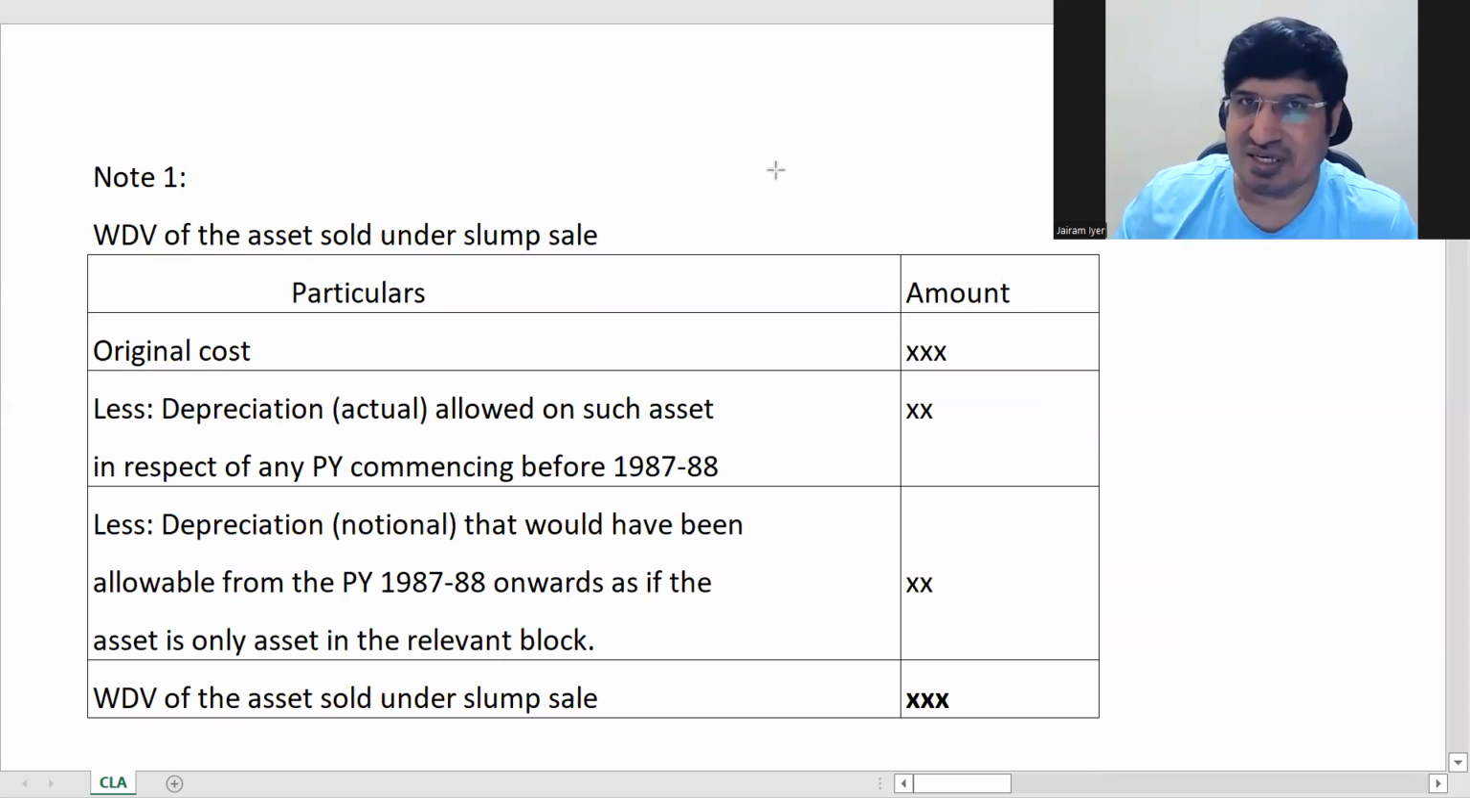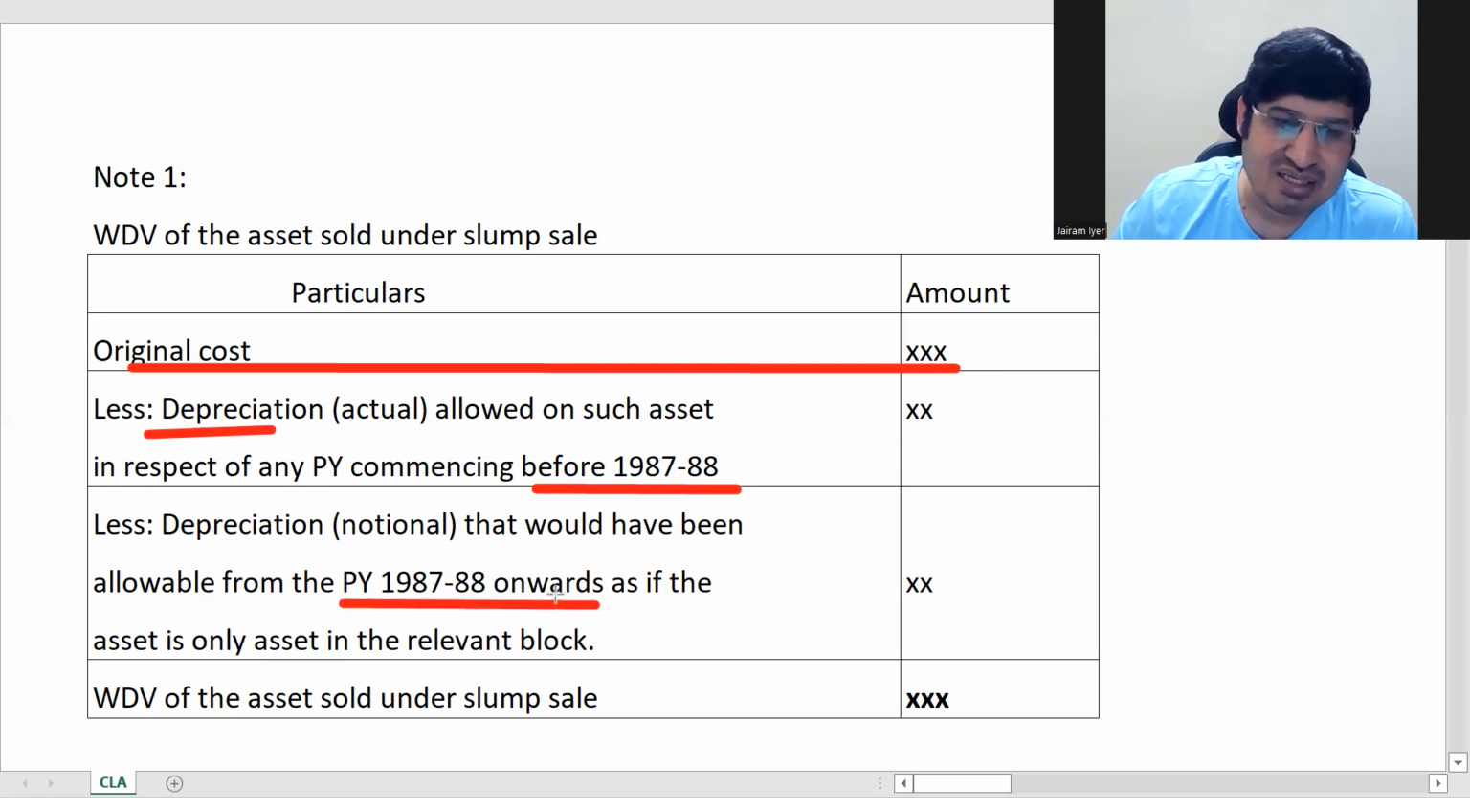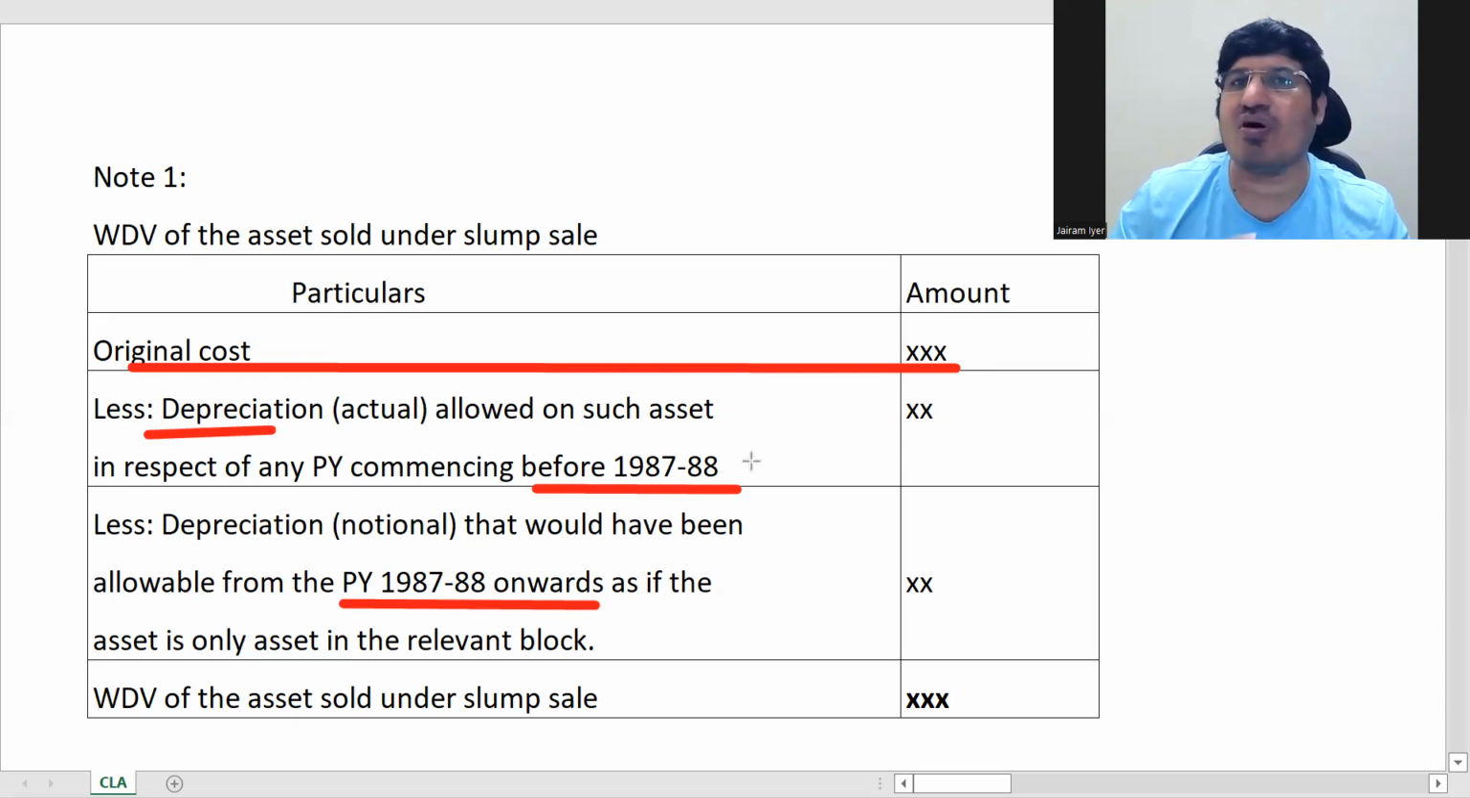So take the first asset. One by one you have to take original cost and then deduct depreciation till date. There are two things you are given. Depreciation before 1987-88, and depreciation from previous year 87-88 onwards. Why is there this distinction? Before 1987-88 there was no concept of block of assets. The block of assets concept came only from previous year 87-88. That's why there are these two divisions.